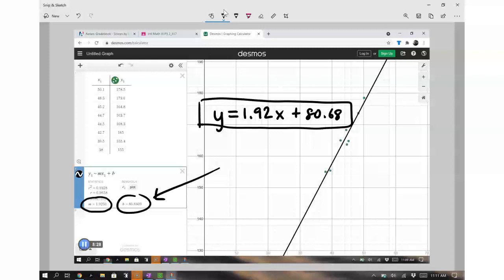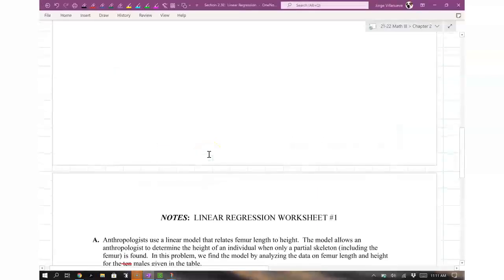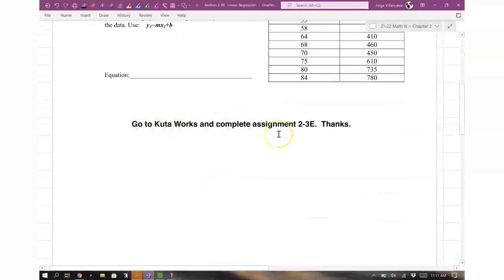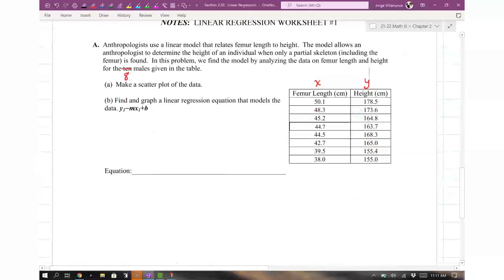Because it says, after you write the equation, go to CUDA Works, right? If you look at your homework, let me show you guys. It says, go to CUDA Works and complete the assignment. Well, it's because there's more questions. So that's what I want to talk to you guys about a little bit more before I get you to go. Okay? So let me write down the answer that we got. Y equals 1.92x plus 80.68.